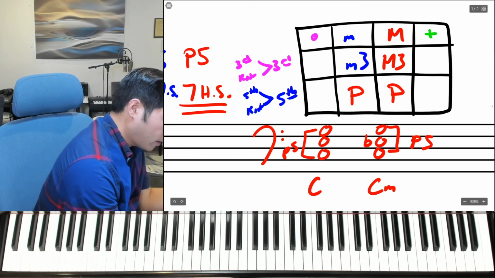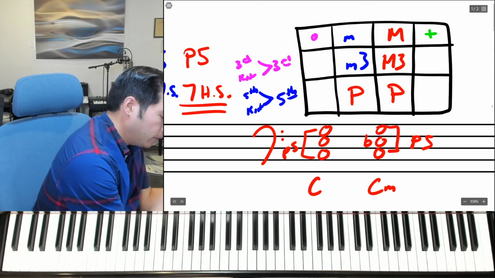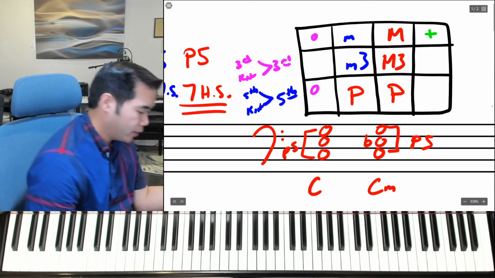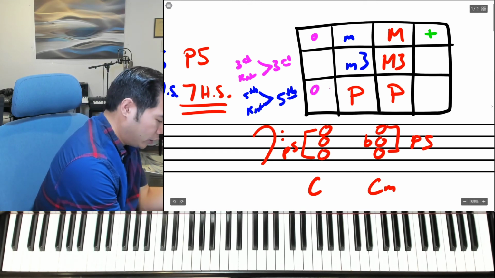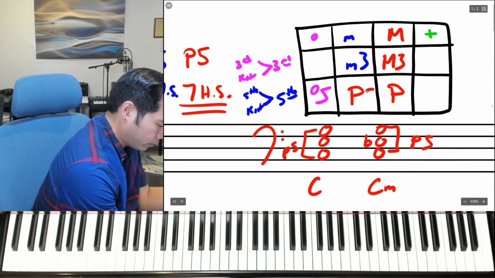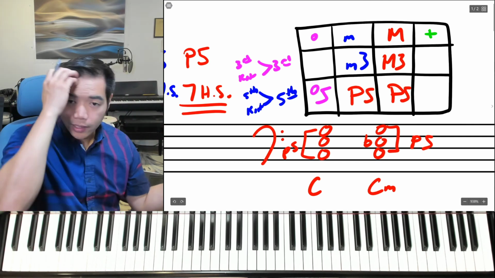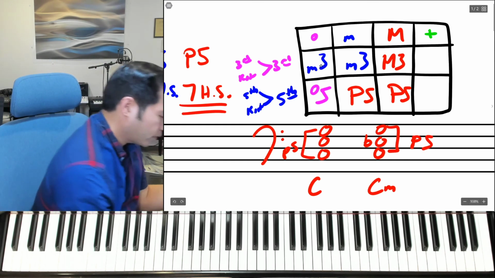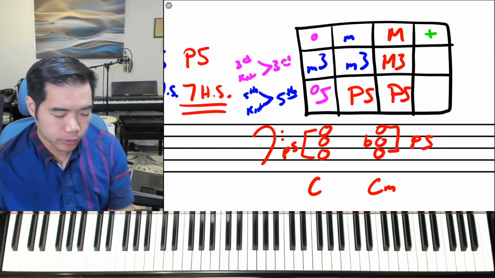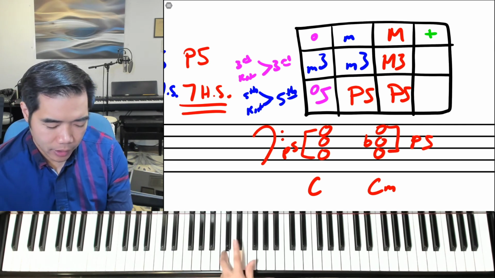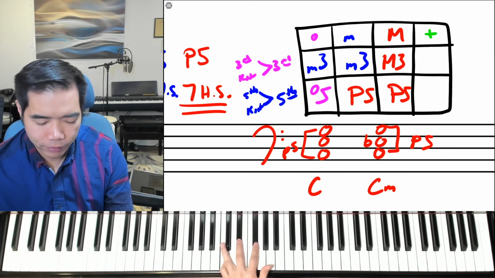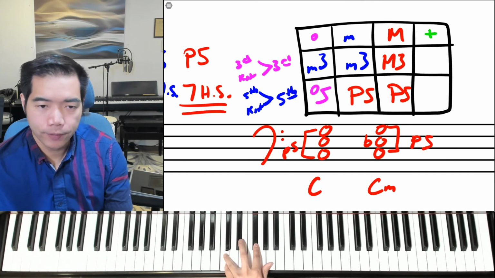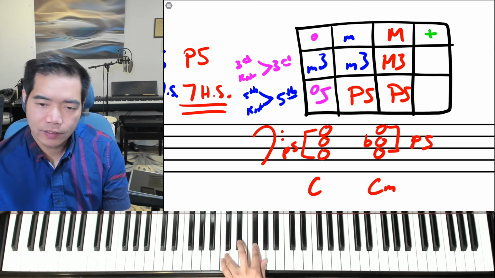Now, if the root and the fifth are a diminished fifth apart, I should put the 5 there, it's going to be a diminished triad. You're still going to have the minor third, but now the fifth is going to be diminished. So let's take this for example. C to E flat is a minor third, E flat to G flat is a minor third, C to G flat is a diminished fifth because it's a half step smaller than C to G.